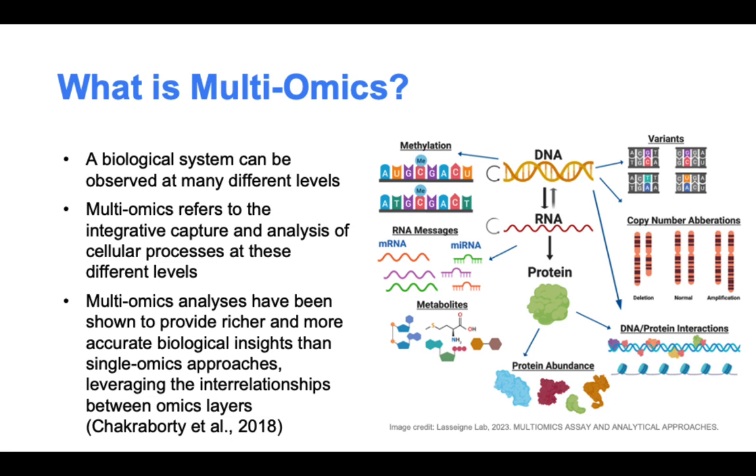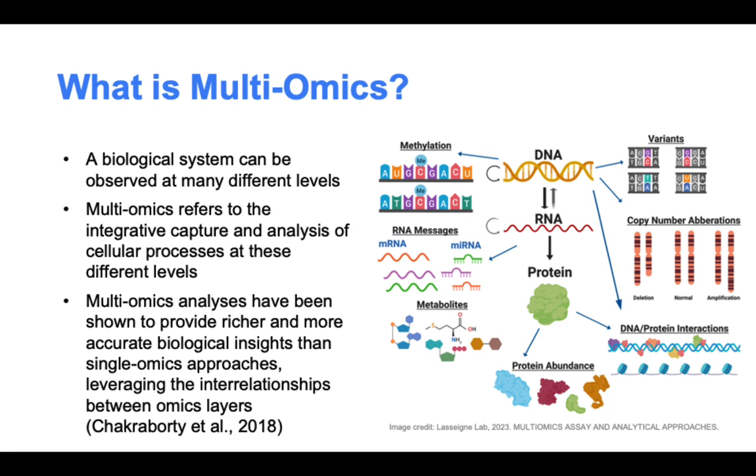So for instance, we might quantify genetic variants, or the presence of genetic variants in the DNA. We can observe what that looks like at the transcript level, so which isoforms the transcripts are expressed, and then how those are then translated to amino acids and then structured into proteins and the function of those proteins. So I've described it from the bottom up, but at each of these levels, there's a lot of information to observe. So traditional single omics analyses, we look at these one by one. And then multi-omics refers to the integrative capture and analysis of these cellular processes at all these different levels.